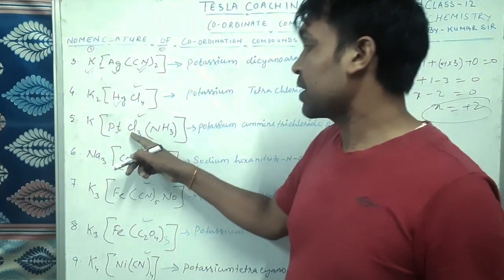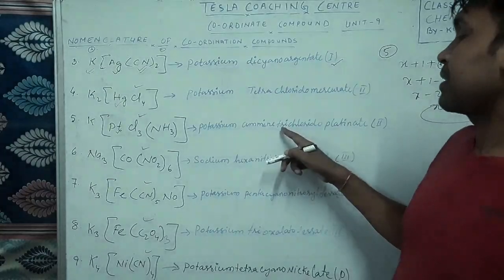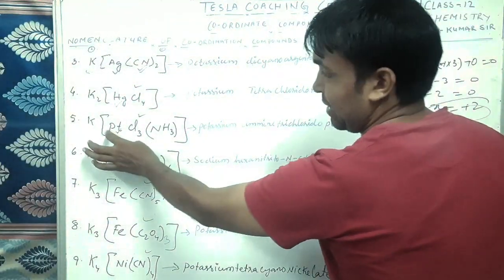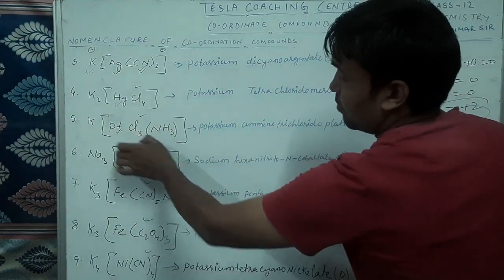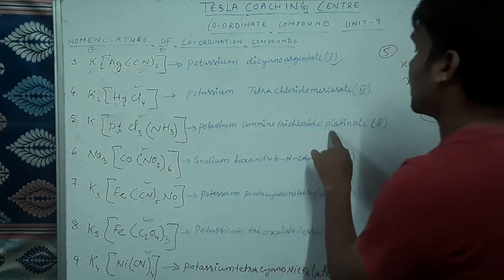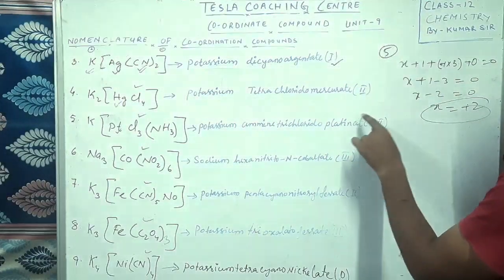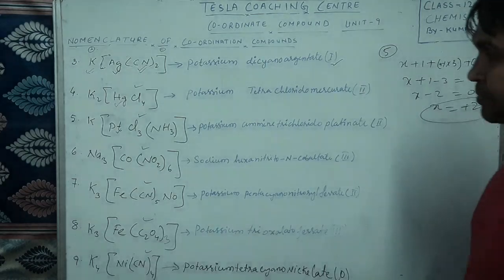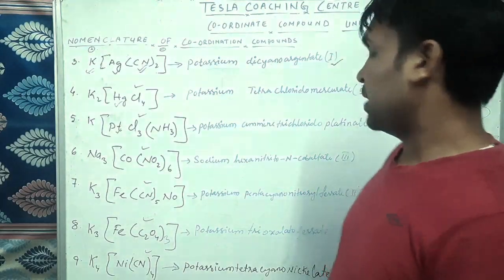Then how many chlorine are there? 3. So we'll write trichlorido. And the name is platinum, but since this bracket is the anion part, that is the negative part, the name will be written as platinate. And what is the oxidation number? 2. Okay. Now coming to question number 6.